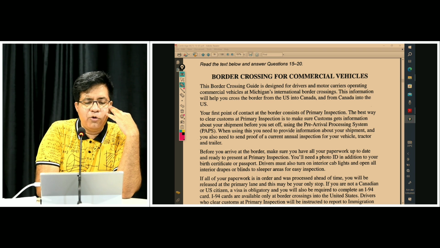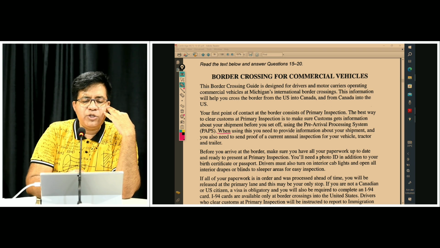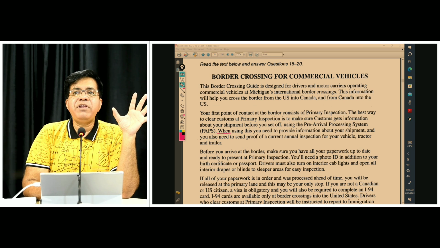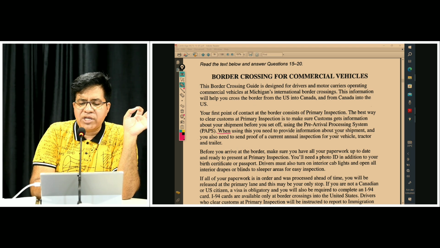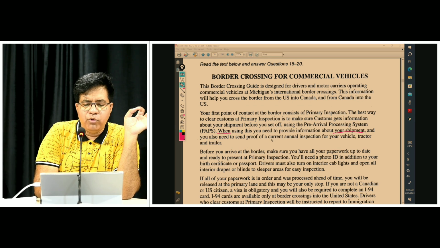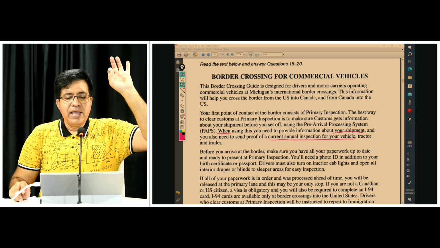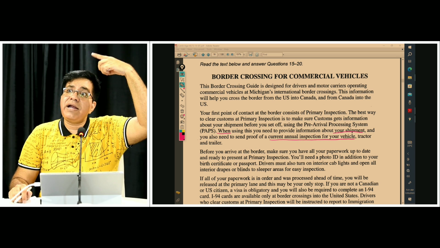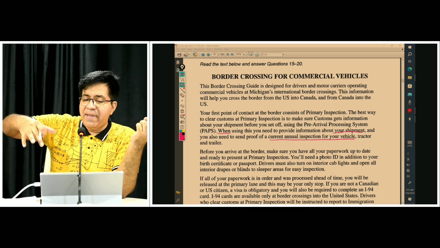Absolutely. Now please follow me. Second paragraph, I'm reading after perhaps. I'm reading when using this. Found it? Yes. Everyone? Yes. Okay. When using this, you need to provide information about your shipment and also need to send proof of a current annual inspection for your vehicle. Now, current annual inspection of your vehicle is already mentioned. What is not mentioned is your shipment.